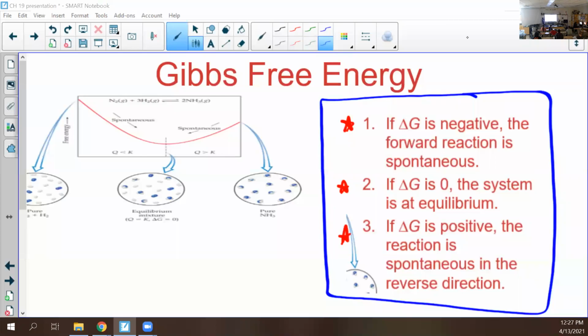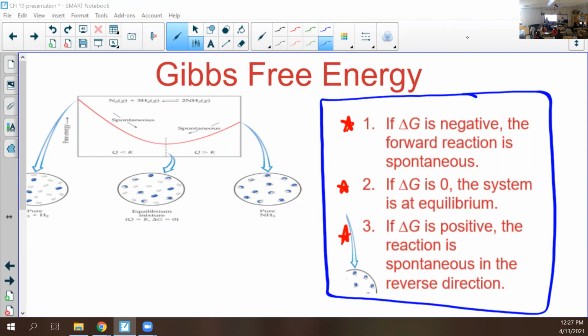If delta G is negative, the forward reaction is spontaneous. You got to know that. These are just must knows. If delta G is 0, the system is at equilibrium. It means it's going both ways at the same rate. If delta G is positive, the reaction is spontaneous in the reverse direction.